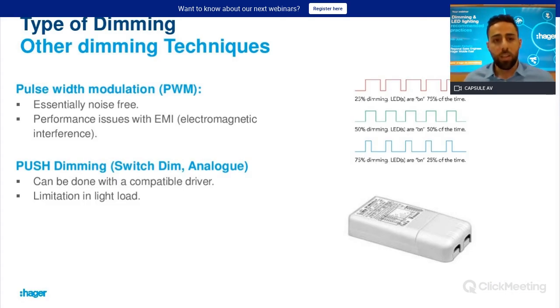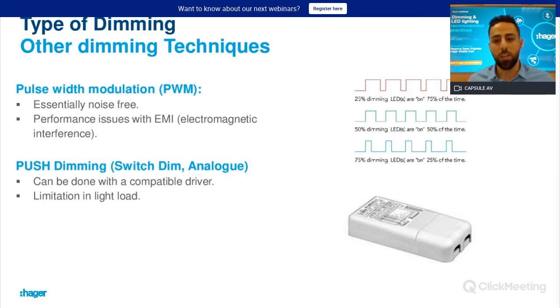This is not the end of the types of dimming. We still have pulse width modulation. Of course, pulse width modulation is known to control the speed of motors and drivers and many things. It's also used to control dimming. It is essentially noise-free. Sometimes there are some concerns on the performance with the electromagnetic interference. It's still there in many kinds and technologies of dimmers.